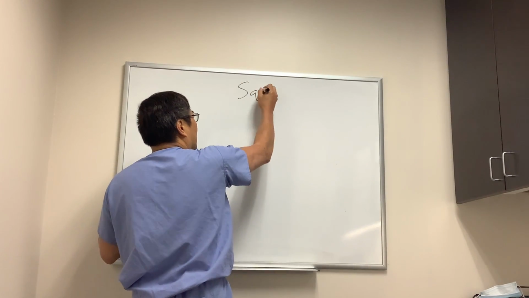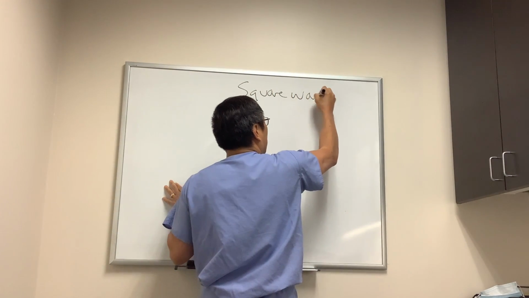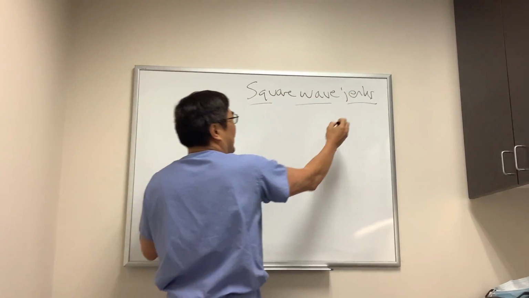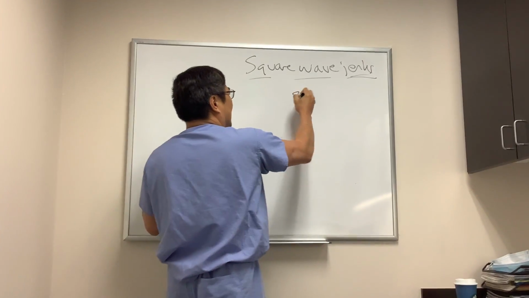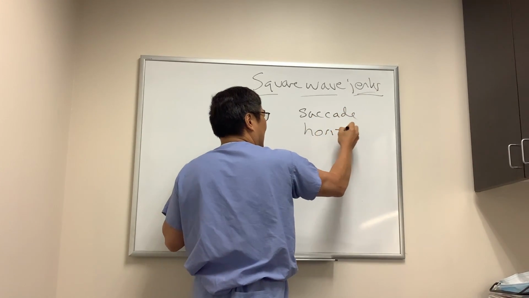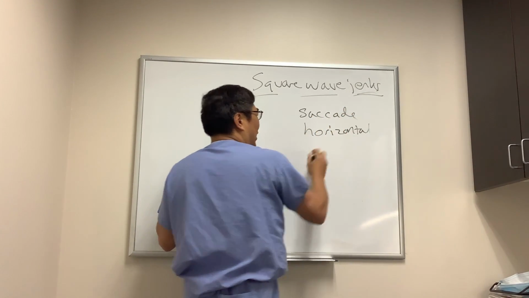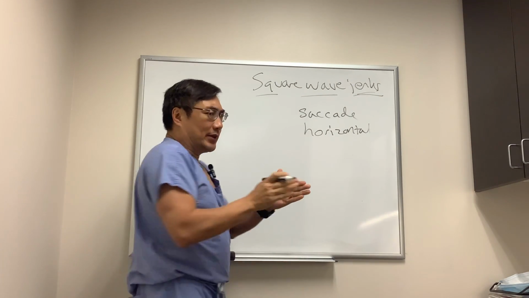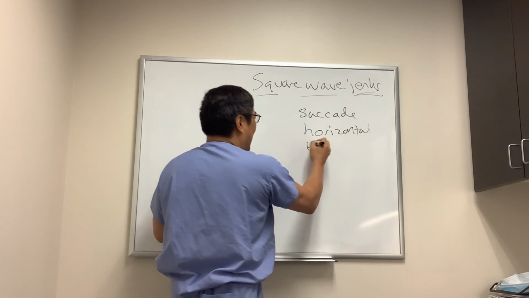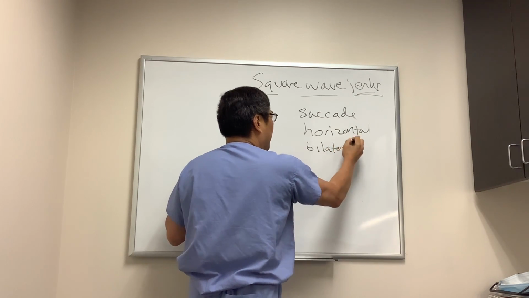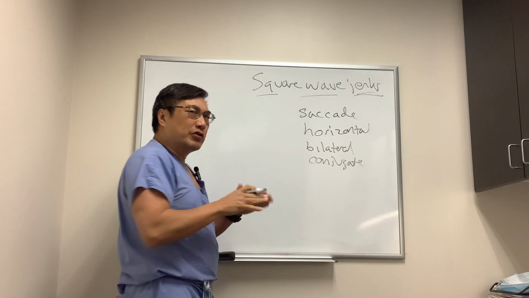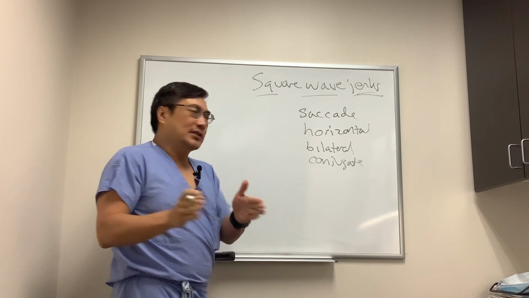So someone wanted to know about square wave jerks, and a square wave jerk is a jerk movement because it's a saccade. It's an involuntary horizontal saccade that moves the eye off of fixation, and so it looks like this, and it's bilateral and conjugate, horizontal, and the patients don't even notice they have it because they have a saccadic suppression.